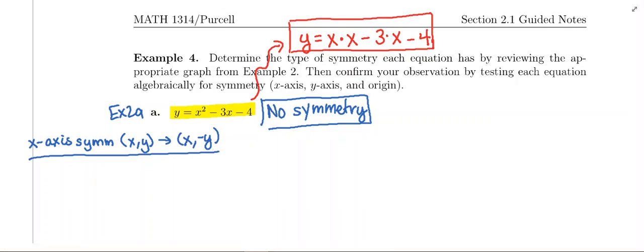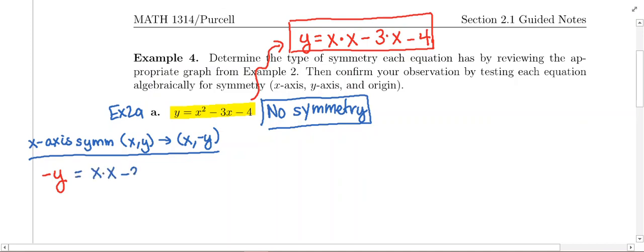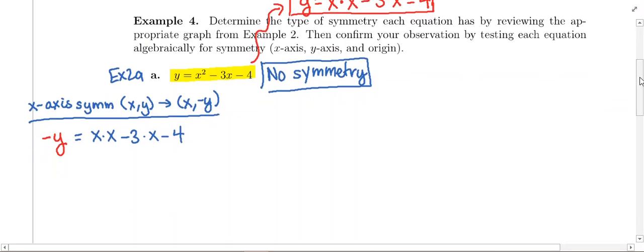Let's plug into this boxed equation. Going forward, we're working with what's in the box. Instead of y, I'm going to replace it with negative y. There are no other y's involved, so I'm going to keep the rest the same. Now I need to simplify. I've made the replacement, and now I need to simplify to see if I get the original equation back. I'm going to leave the left side alone and simplify the right side.